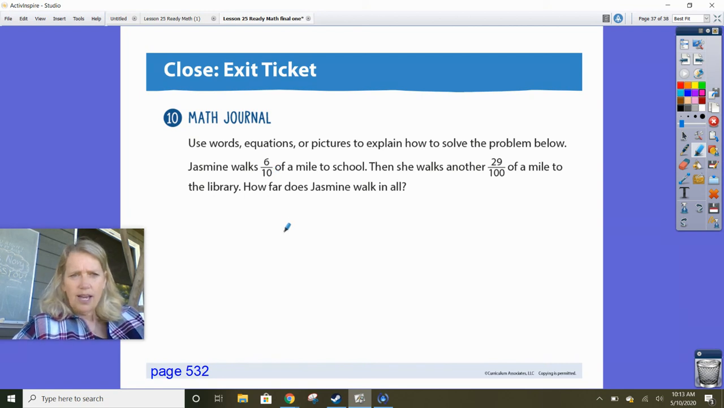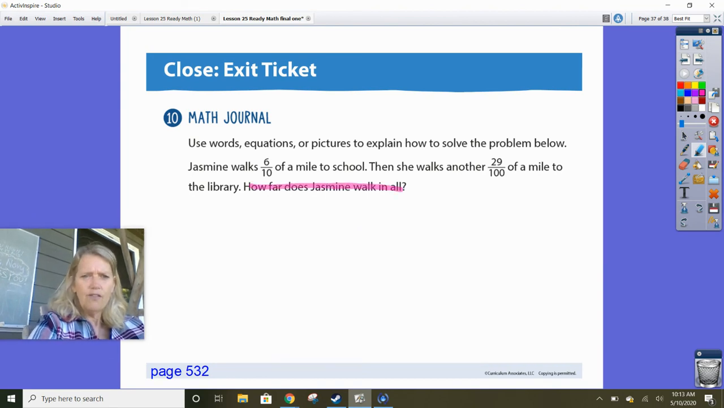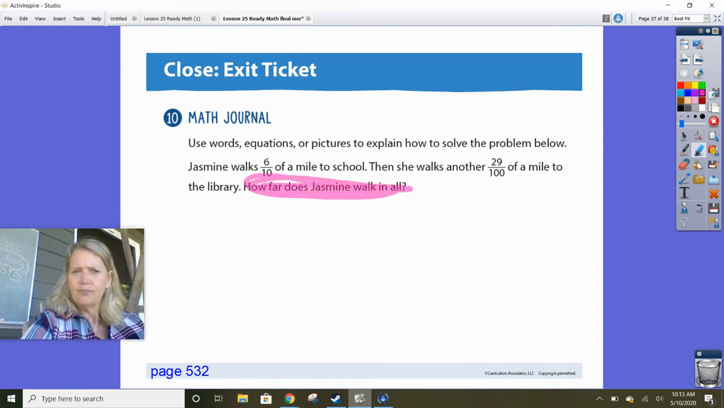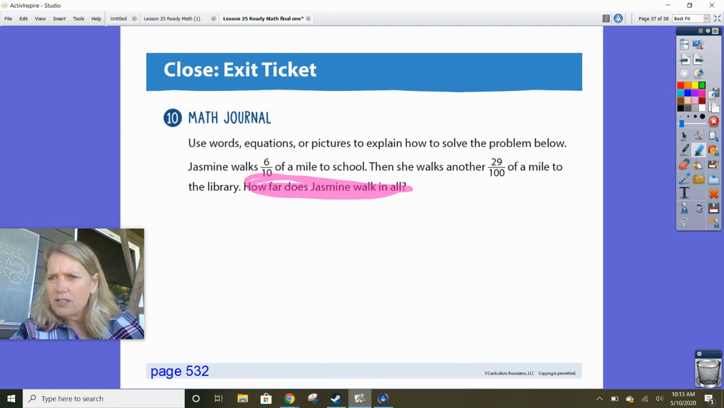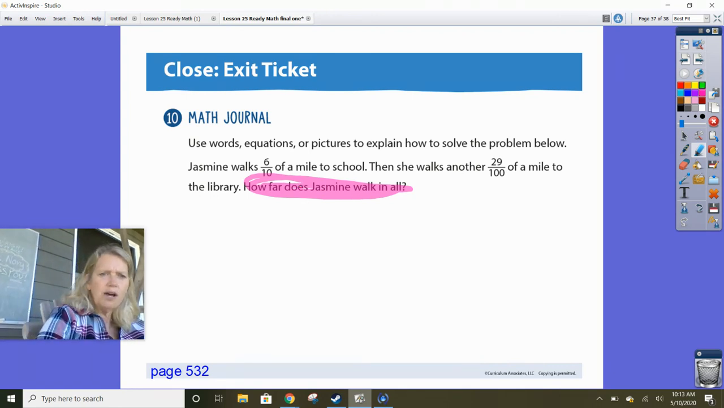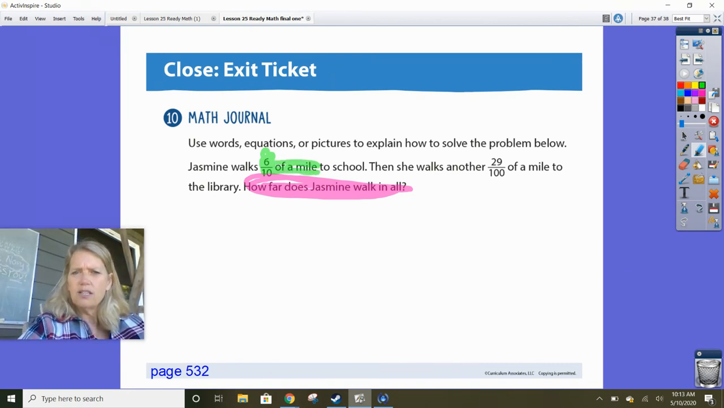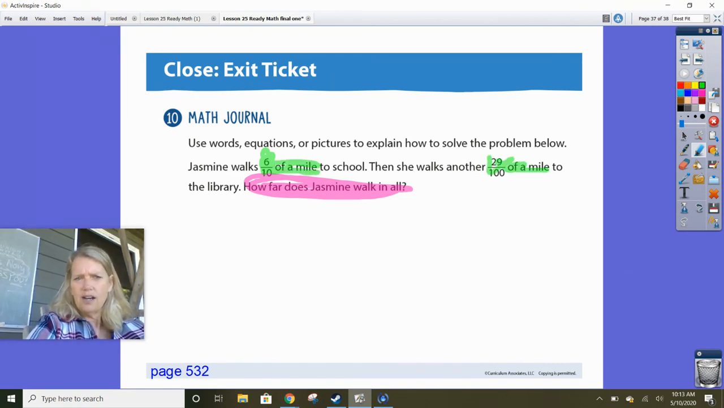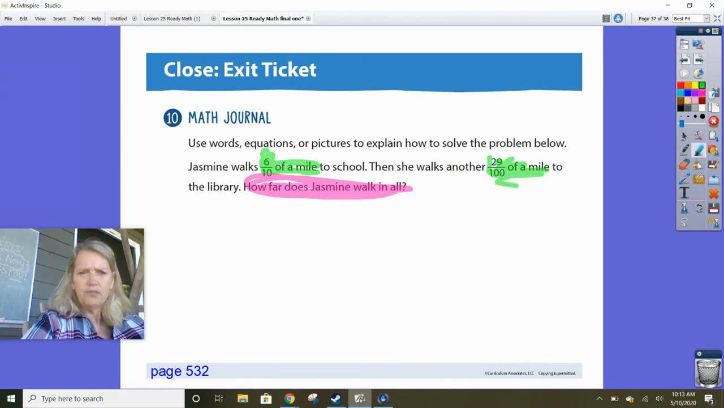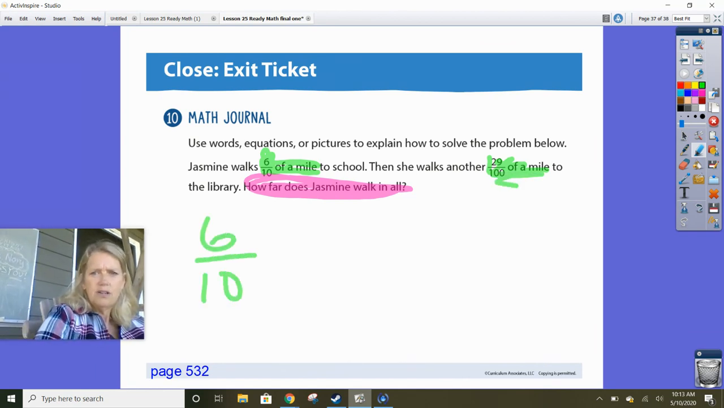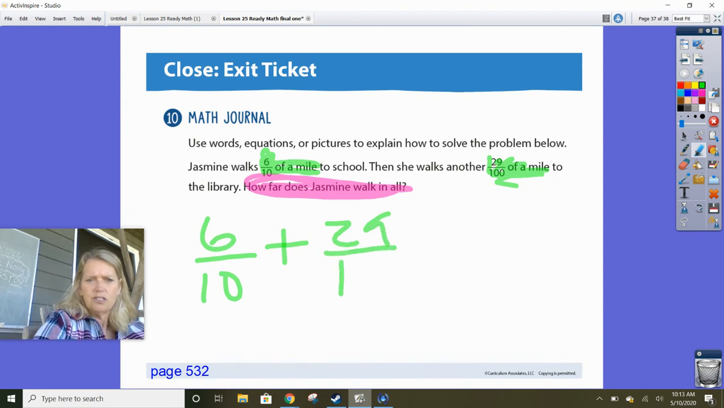Okay, use words, equations, or pictures to explain how to solve the problem below. She walks 6 tenths of a mile to school, then 29 hundredths of a mile to the library. So we're trying to find out how far she goes in all, so we will be adding. Let's find the important numbers in green. Jasmine walks 6 tenths of a mile to school. Then she walks another 29 hundredths of a mile to the library. Okay, so we get 6/10 plus 29 100ths equals what?